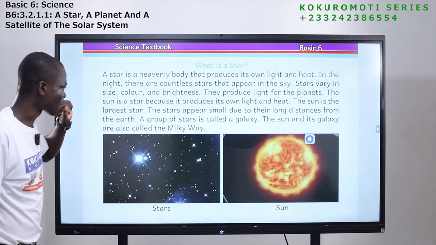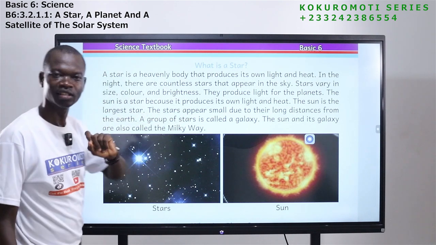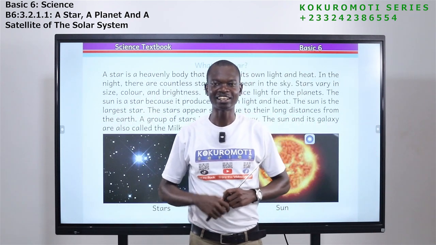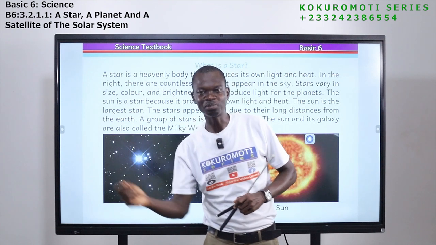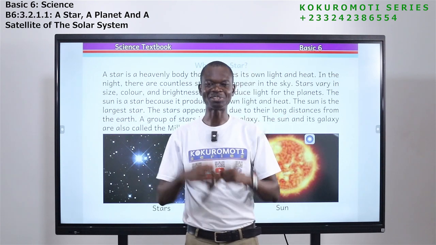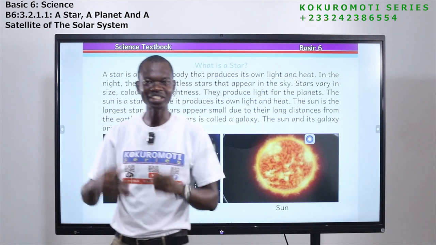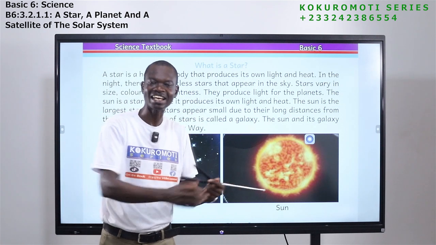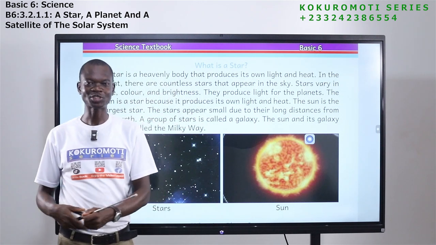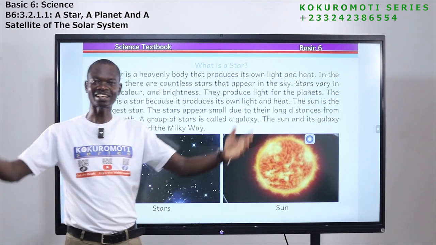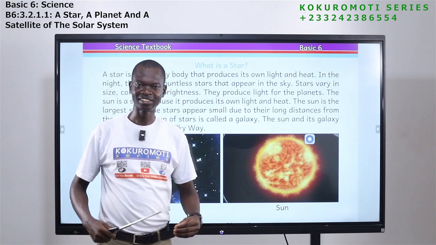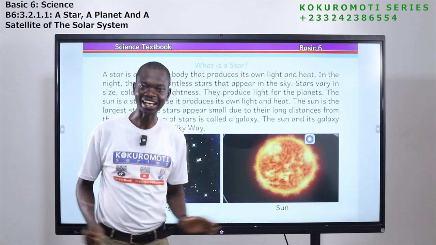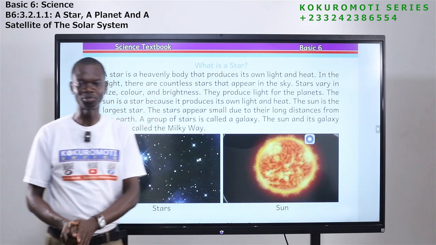The sun is a star because it produces its own light and heat. Listen, the sun that we see during daytime is also a star. And the reason is that stars are able to produce their own light, produce their own heat. And we know the sun as an object that produces its own light and its own heat. So during the day, we see the sun gives us light, the sun gives us heat. That is why we say the sun is a star. In fact, stars produce light and they produce heat.